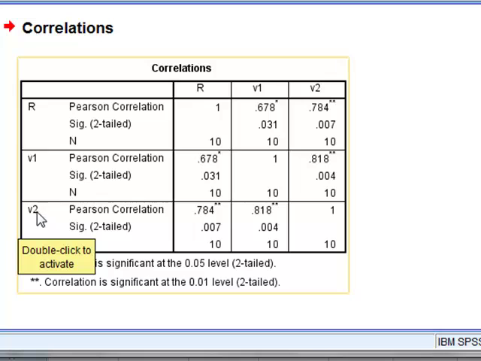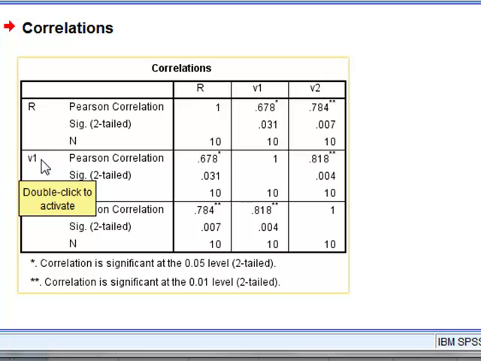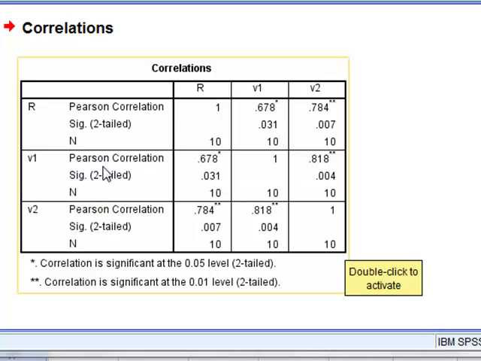As V2 shows significant correlations with both R and V1, it is not surprising that there is also a correlation between V1 and R with a coefficient of 0.678, which is significant with a p-value of 0.031. The apparent correlation between R and V1 can be difficult to interpret because both R and V1 are themselves correlated to the other variable V2.